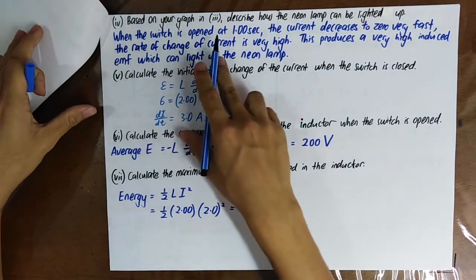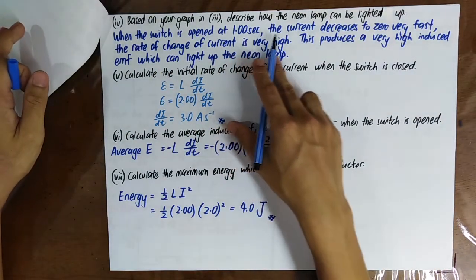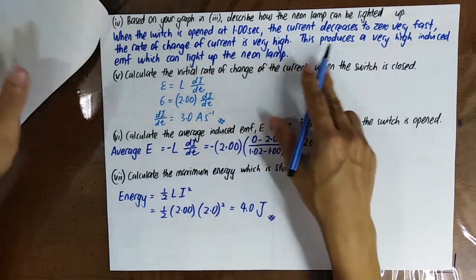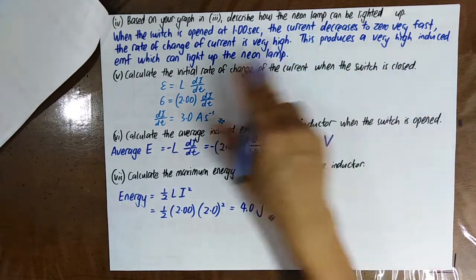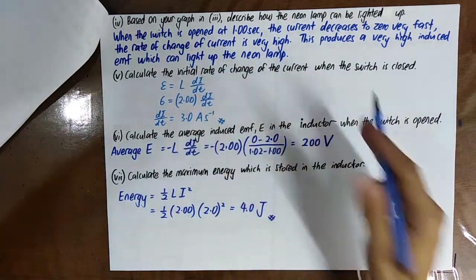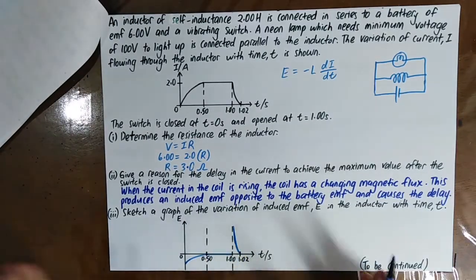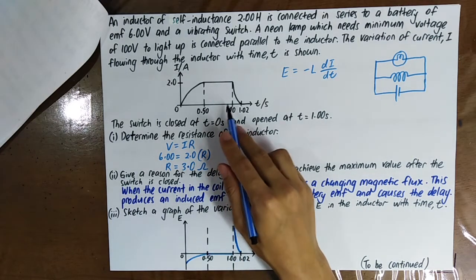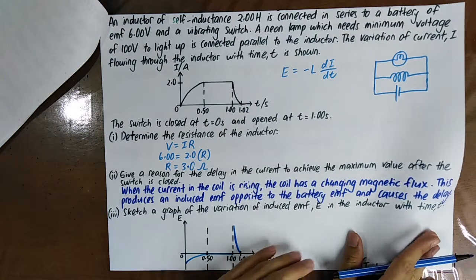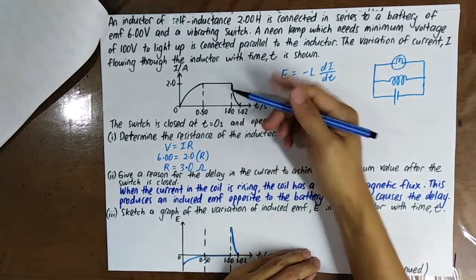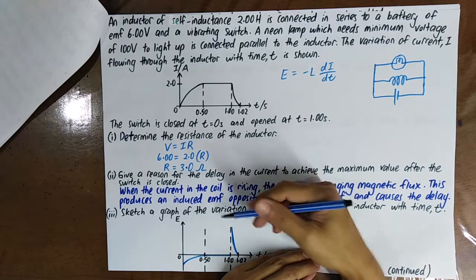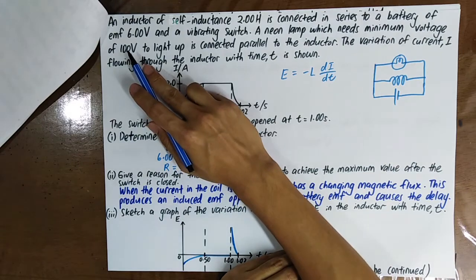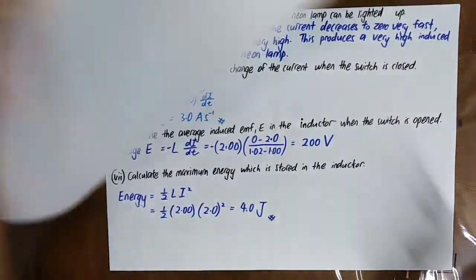So when the switch is open at t equal to 1 second, the current decreases to 0 very fast. So the rate of change of current is very high. So this can produce a very high induced EMF, which can light up the neon lamp. Because you know that the maximum back EMF is here, which is when the switch is open. When the current drops so fast, then only you can get a super high EMF. Then only you can exceed the minimum voltage of 100 volt in order to light up the neon lamp.